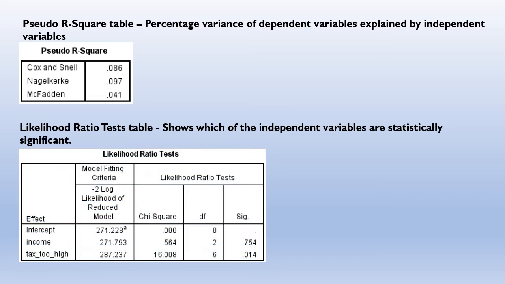The next table is the likelihood ratio tests table, which denotes which of the independent variables are statistically significant. Income is not statistically significant as the p-value is greater than 0.05. And tax is too high is statistically significant as the p-value is less than 0.05.